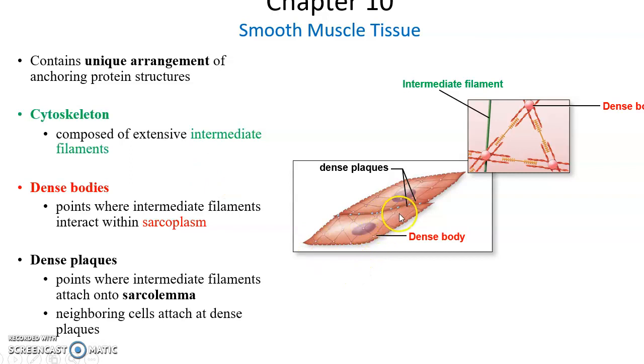So dense bodies are places where the cytoskeleton is making contact with the sarcoplasm. And then there are also dense plaques. Dense plaques are places along the length of the intermediate filament where it is anchoring with the neighboring dense plaques. So it's where they're interconnecting with each other.